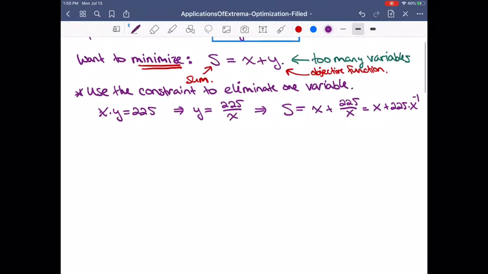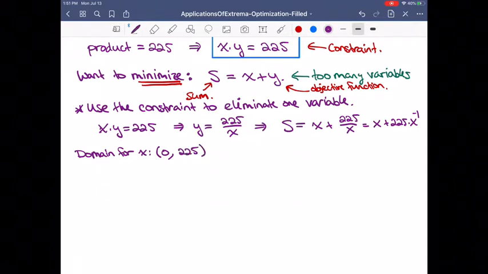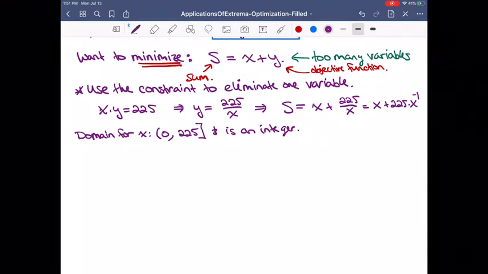So if I want to find the minimum, I need to know the domain and I need the critical numbers. Okay, so we know the domain for x: it has to be bigger than 0. So it goes from 0 to, and since y is an integer, the biggest x could be is 225. And it's an integer, but we'll just leave it like that. So we know we have an open interval; I guess it could equal 225, but it can't equal 0. Now I only want critical numbers that are in that domain, so I can throw out negative ones if I happen to get that. Okay, so we want to find our critical numbers.